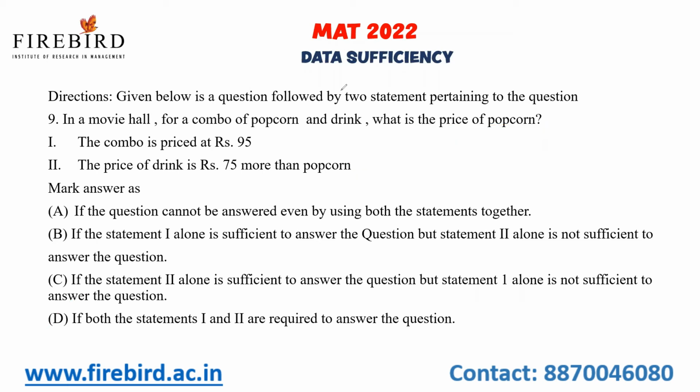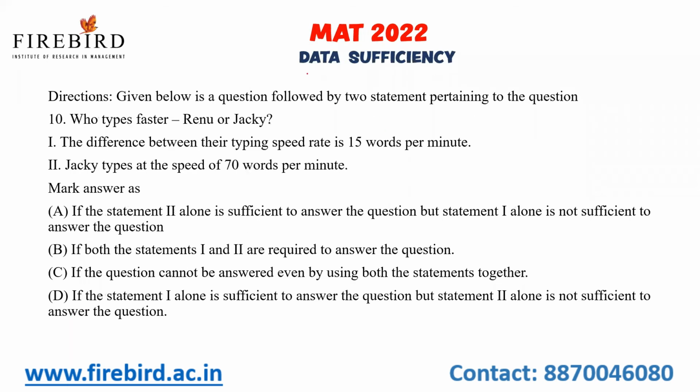Next one. See, who types faster, Renu or Jackie? The difference between their typing speed is 15 words per minute. Jackie types 70 words per minute. See, if I combine two data, it is not possible for me to answer the question, because here they have given the difference and we want to find out who types faster. If Jackie types at the speed of 70 words per minute, then Renu will type either 55 words per minute or 85 words per minute. I don't know, which we cannot find.